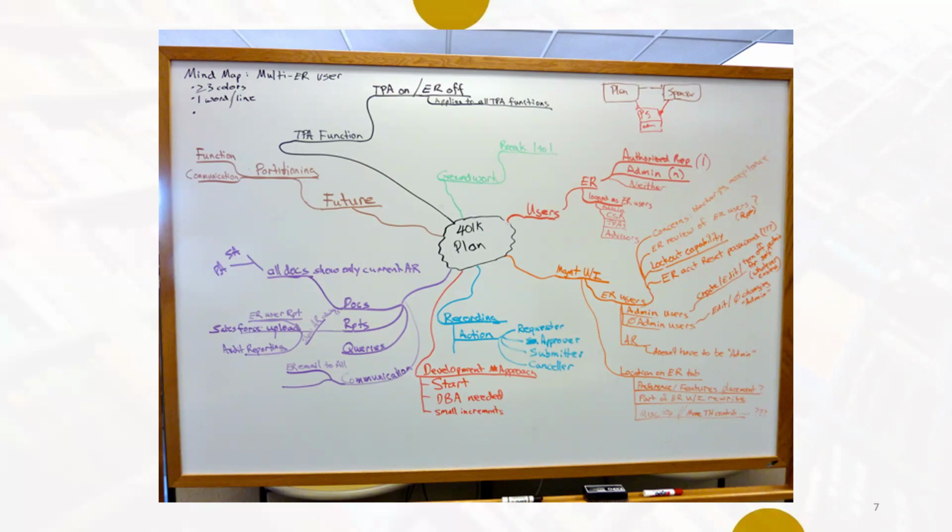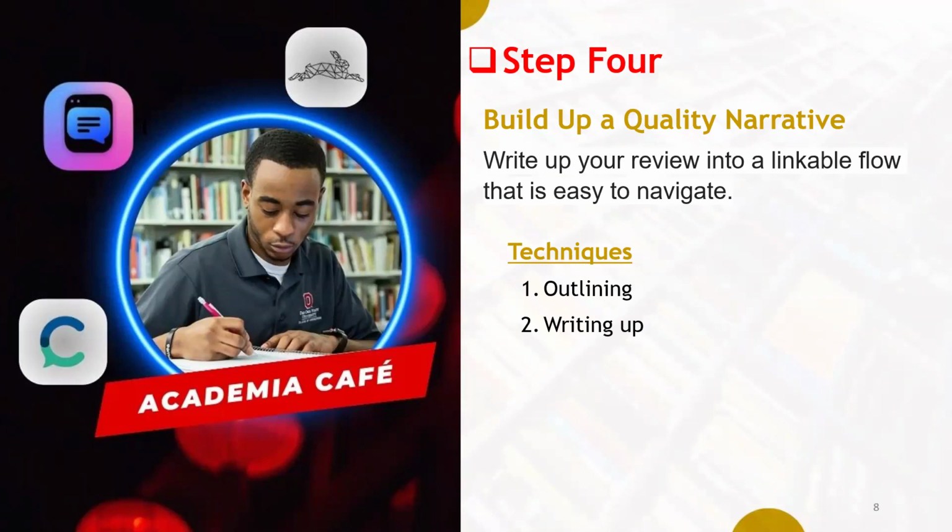So that is step 3 of how to write a quality review. Log it, catalog it, and then synthesize it. Now on to step 4, write and build up a quality narrative. To build a quality narrative in your review, you are going to explore 2 techniques: outlining and then writing up. You are going to first outline and then write up.